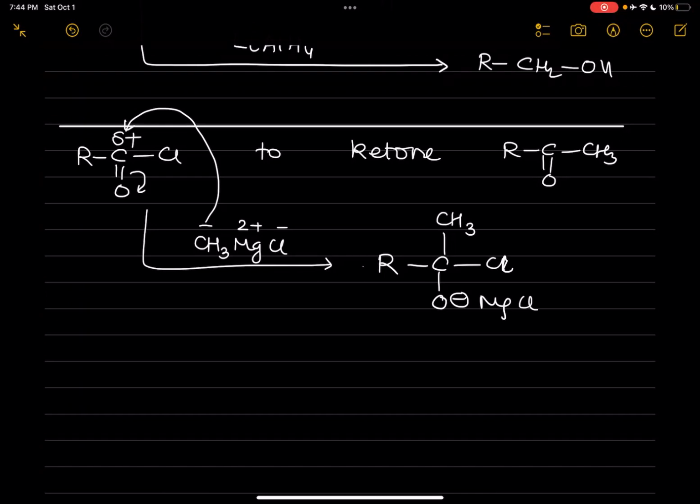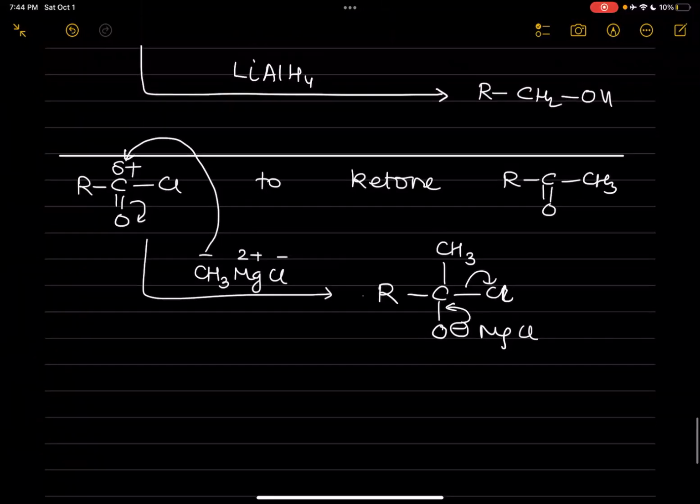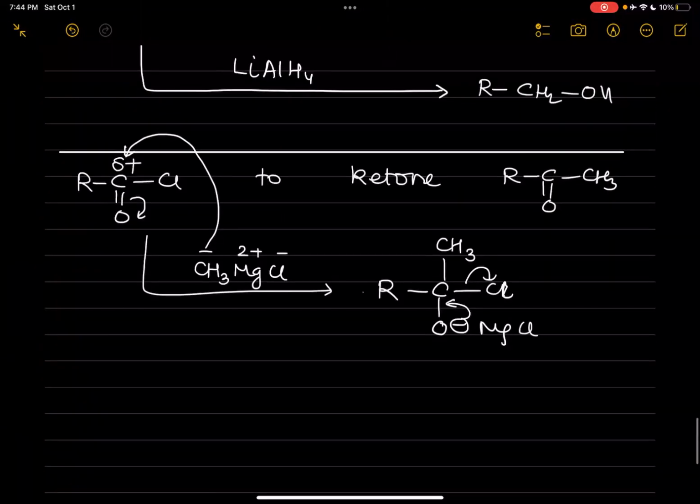But what happens is this double bond O will form again because there is a leaving group which can break apart. The Cl minus is actually a bigger atom and it can break away very easily. So if the Cl wants to come out, it can, and there is already one O minus and that can form the double bond O. And this is MgCl.